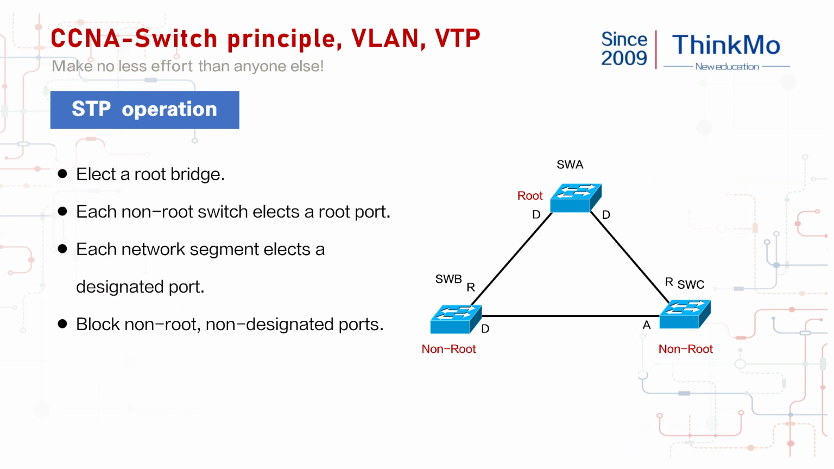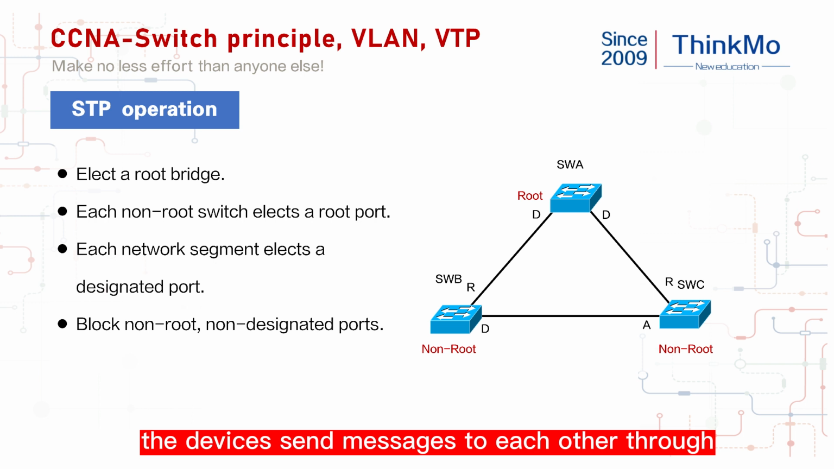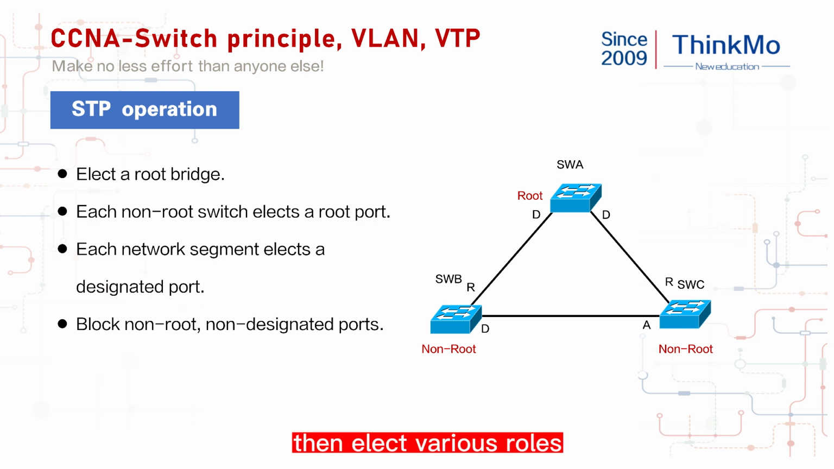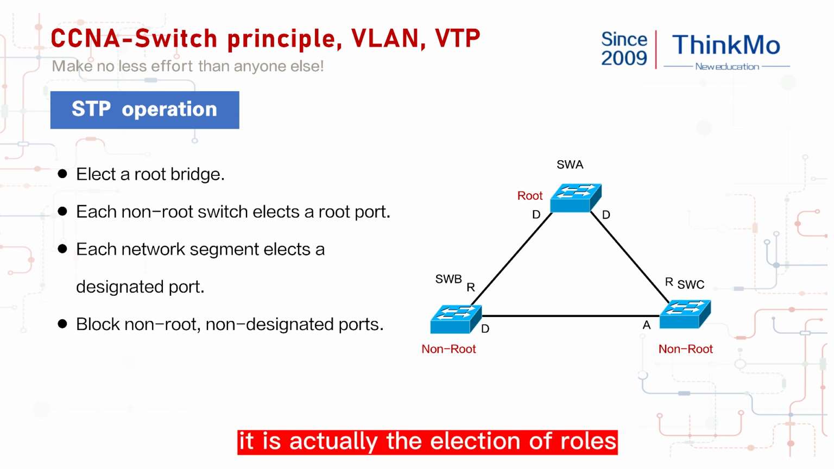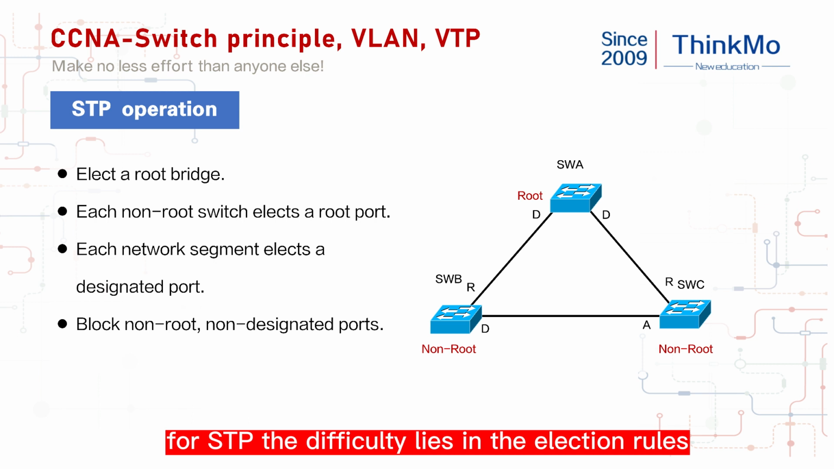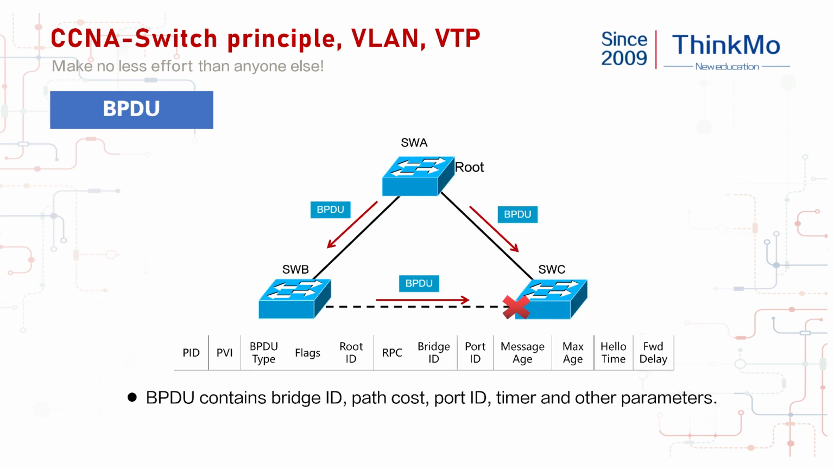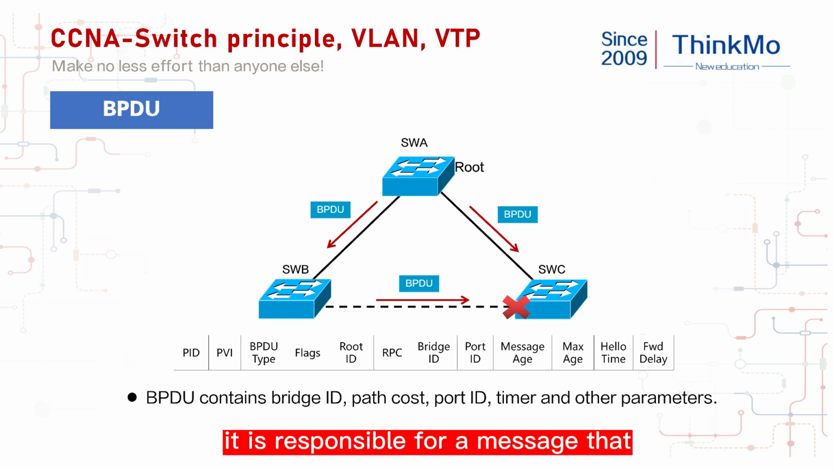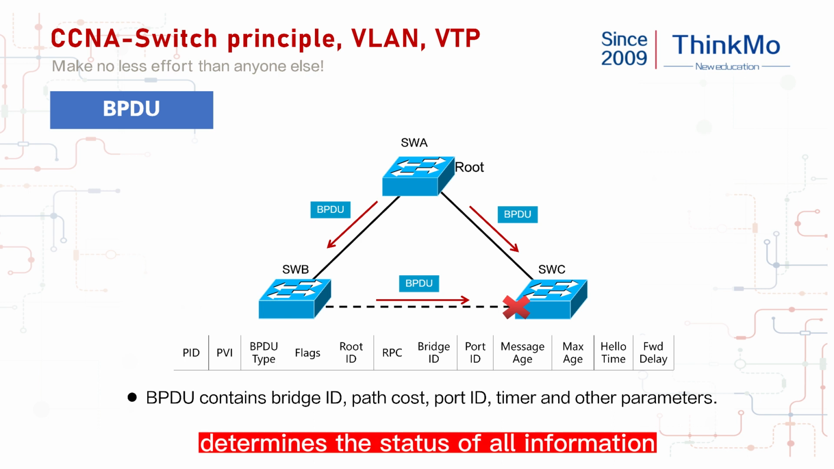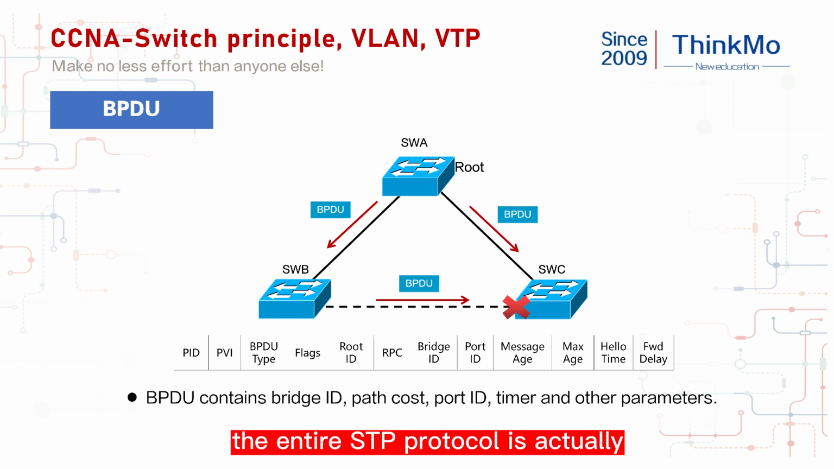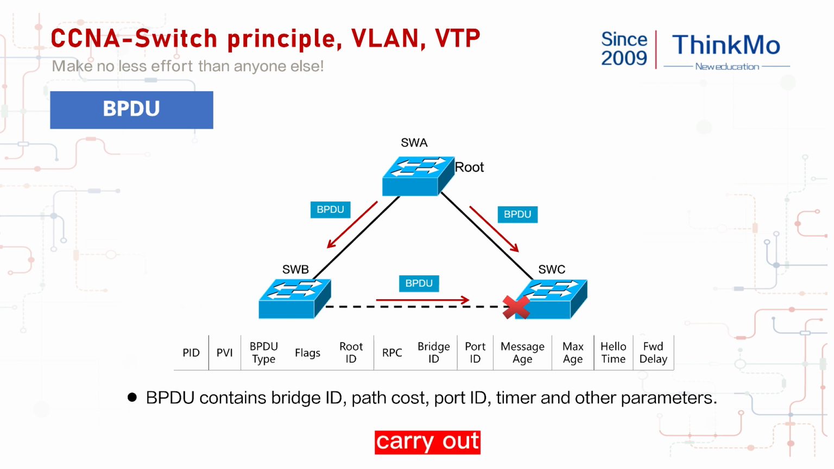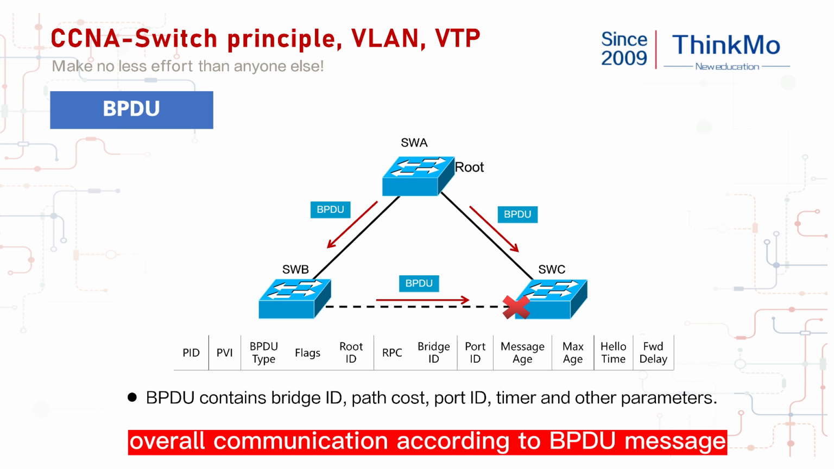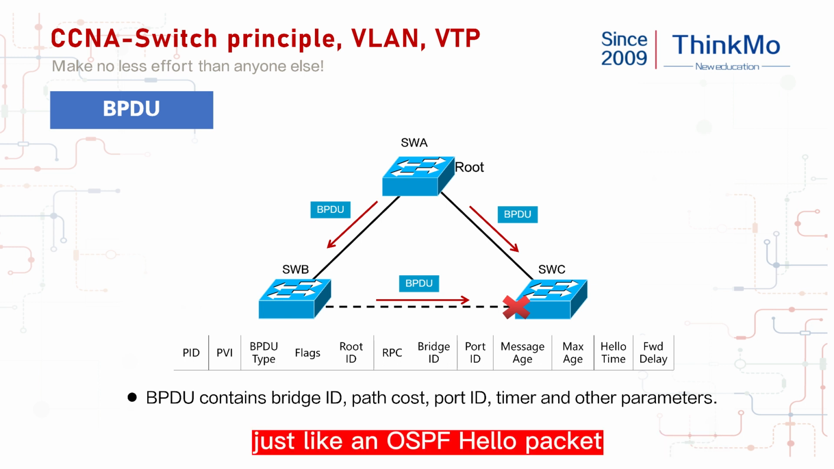are comparable. The devices send messages to each other, then elect various roles. In the STP stage, it is actually the election of roles. For STP, the difficulty lies in the election rules. This BPDU message is called Bridge Protocol Data Unit. It is responsible for a message that determines the status of all roles in the entire STP. The entire STP protocol carries out overall communication according to BPDU messages, just like an OSPF hello packet.